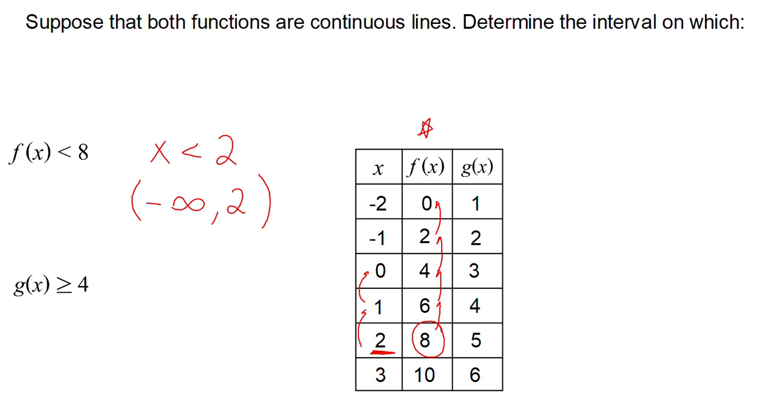For g of x greater than or equal to 4, we'll look in the g of x column for 4, and then we'll look for where the numbers are more than 4. 5 and 6 are more than 4. So we are interested in the x values for g of x that are greater than 1, 2, and 3, and 4, and 5. So we will say x must be greater than or equal to 1. We can keep the equal to, because this inequality had an equal to on it also. And in interval notation, greater than or equal to 1 means you start at 1 with a bracket and go towards infinity.